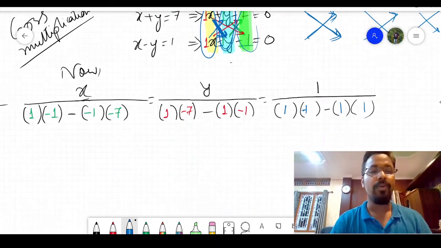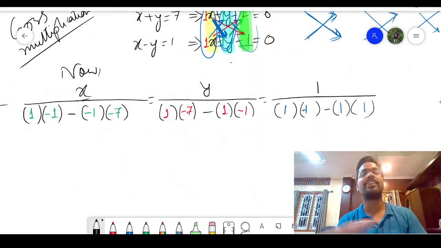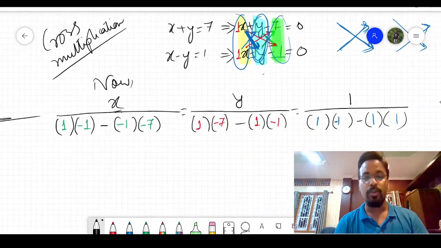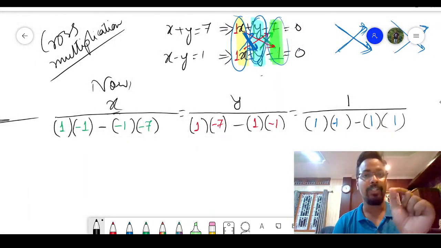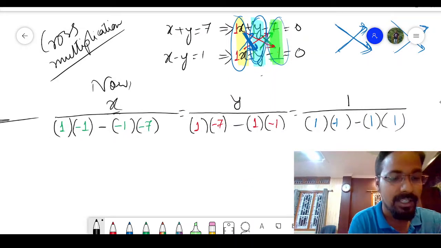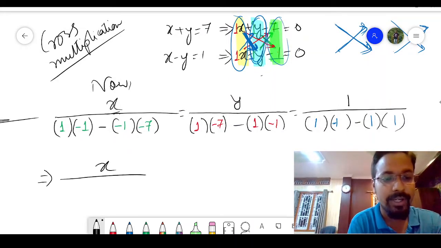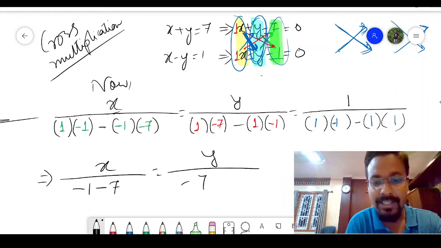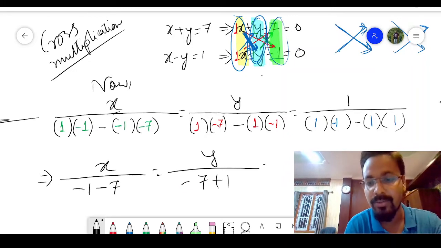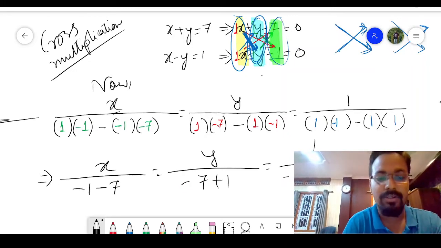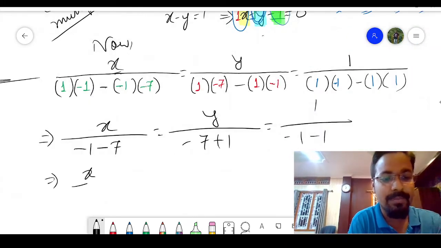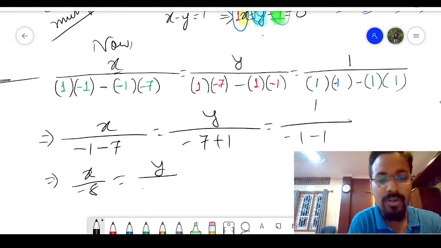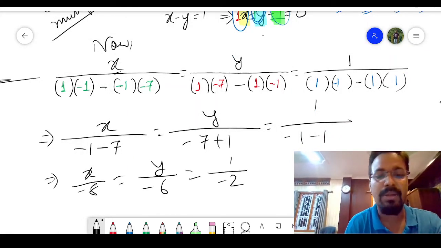Okay, now things become very simple. This is the tough part in cross multiplication, to put the correct values. Once you put the values, things become very simple. Now you just have to calculate 1 into minus 1, minus 1, minus minus minus is minus 7, y minus 7 minus minus plus 1 into 1 is 1, 1 minus 1 minus 1, done. So we have x by minus 8, y by minus 6, 1 by minus 2.